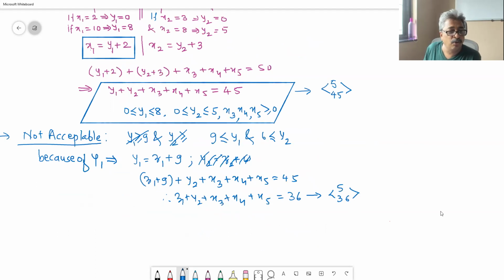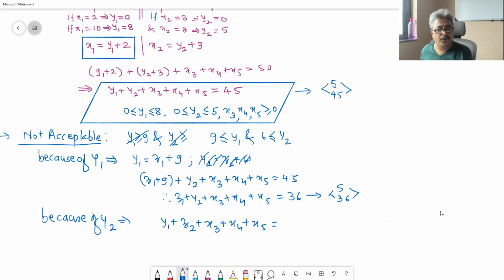Now, without writing too many details, let me write down how much we will have to subtract because of y2. Now the equation will be y1 plus z2 plus x3 plus x4 plus x5 is equal to, we will have to subtract 6 from 45. This makes it 39. The answer for this is 5 elbow 39. So because of the first flavor, we have to subtract this much. Because of the second flavor, we have to subtract this much.